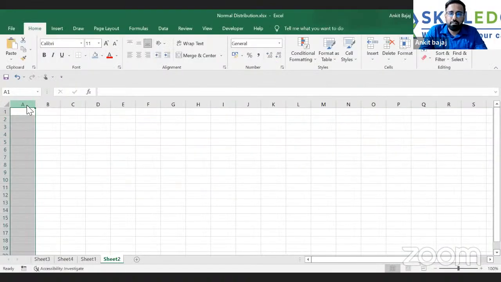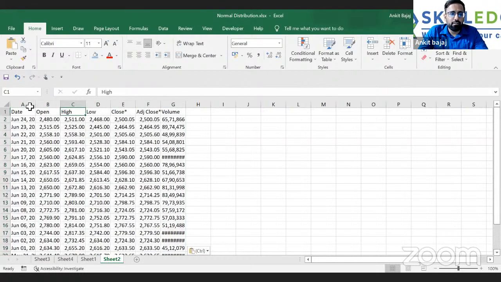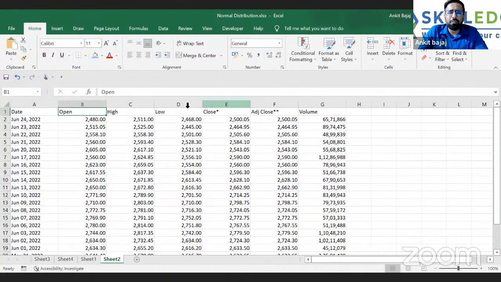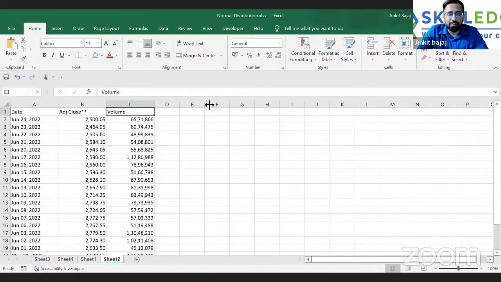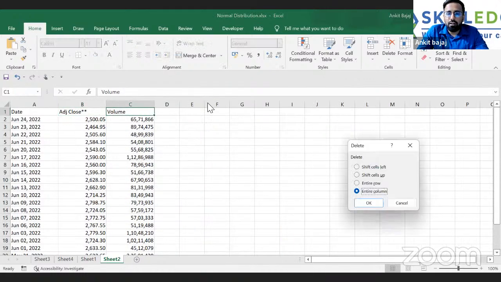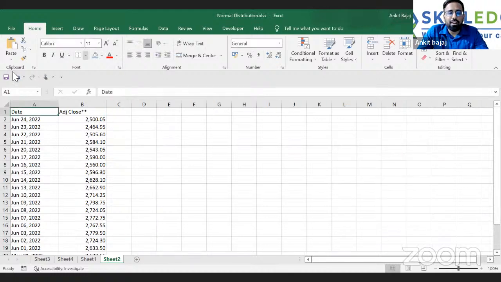Right? So yeah, I've written here. I selected the data and pasted the data here. Now, if you see, I don't require all these unnecessary things: opening price, high price, low price, closing price. I don't want this data, so I will simply delete it. I want only the adjusted closing price. Here I will be removing this data. I don't want volume. So I require only the date and adjusted closing price, right?